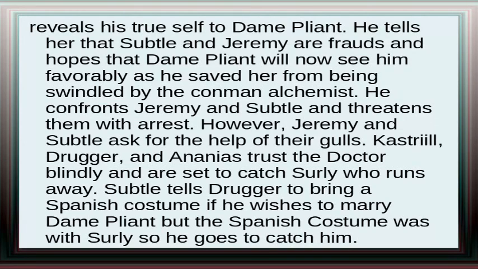However, Jeremy and Subtle ask for the help of their girls. Kestrel, Drugger and Ananias trust the doctor blindly and are sad to catch Surly, who runs away. Subtle tells Drugger to bring a Spanish costume if he wishes to marry Dame Pliant, but the Spanish costume was with Surly, so he goes to catch him.